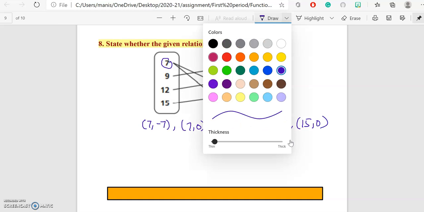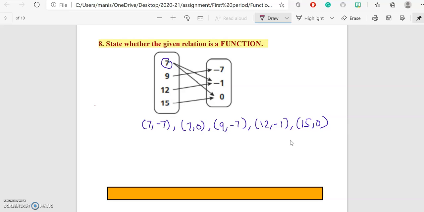Our strategy is still the same. We will look for the x values. Do you see any x values repeating? Yes, we can see 7 and 7. So what is this? You are right. It is not a function.